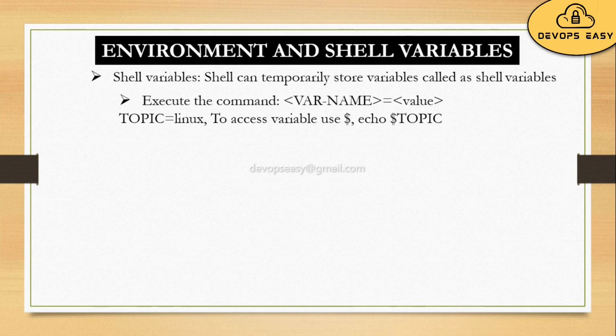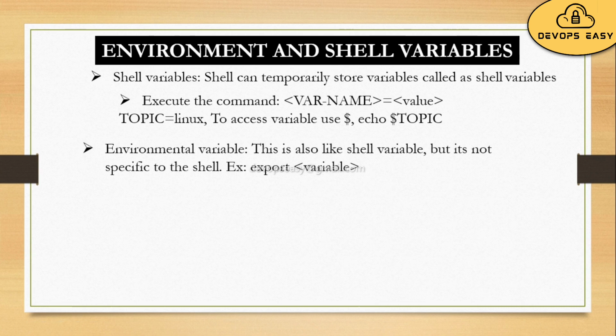If you see here, I have given topic equal to Linux. Whenever I call topic, I should get the value Linux. To get that value, I access it through echo, and I need to give the dollar sign and the name of the topic. Whenever I enter echo dollar topic, I will get the value Linux. Just remember this: I am giving a nickname to my topic, that's it.